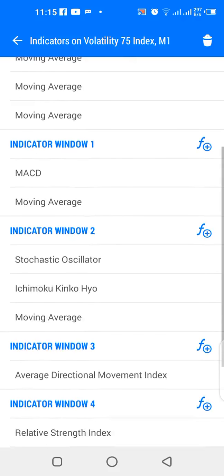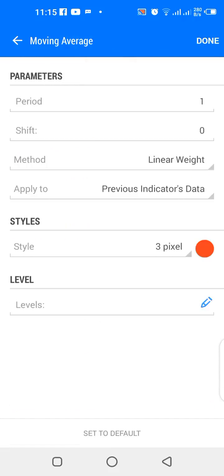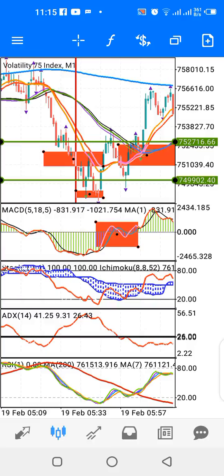Now there's a moving average on that indicator window. We have 1 period, linear weight, shift is 0, applied to previous indicator's data, and the color is red. Now let's go to the chart.